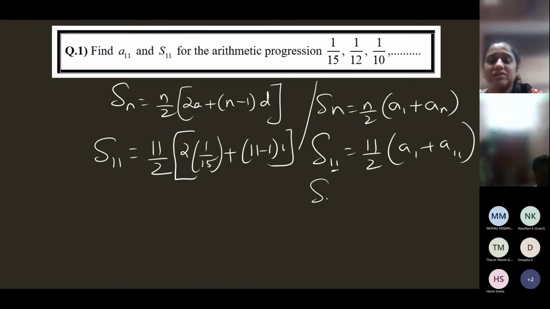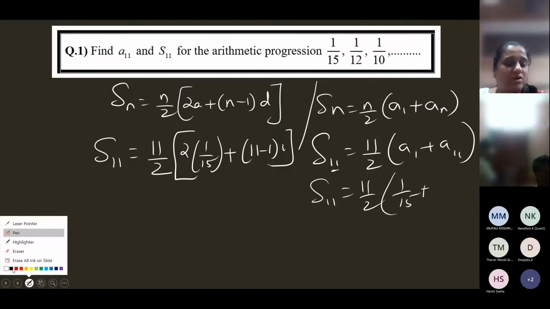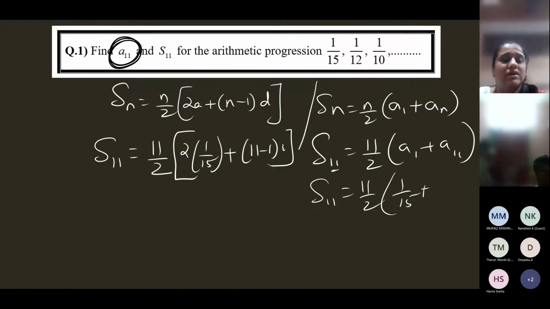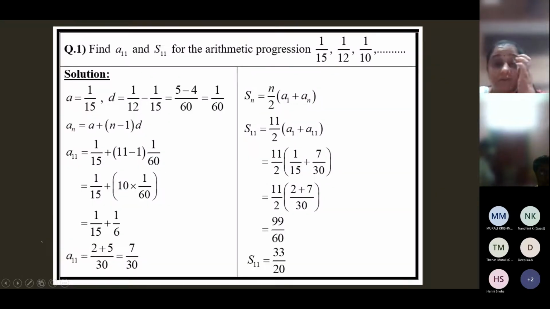So S11 is equal to 11 by 2 of the first term, which is 1 by 15, and the last term, a11, we have already solved. Put that answer here and work it. So you can do it like this or like this. Work, children. Don't blindly copy. If you have any doubts, you can ask me. It's just numerical, so I don't have anything to explain in every step.